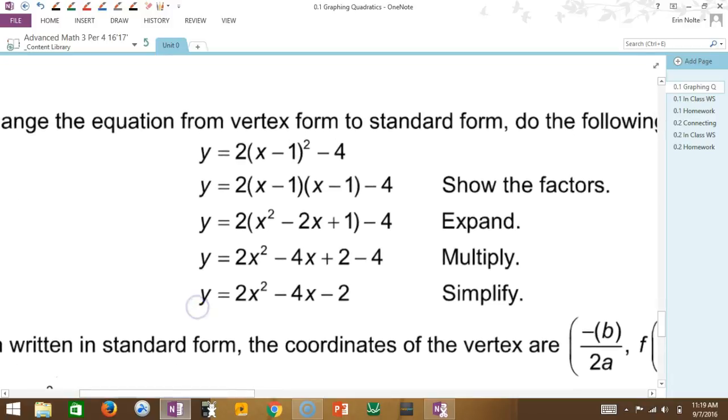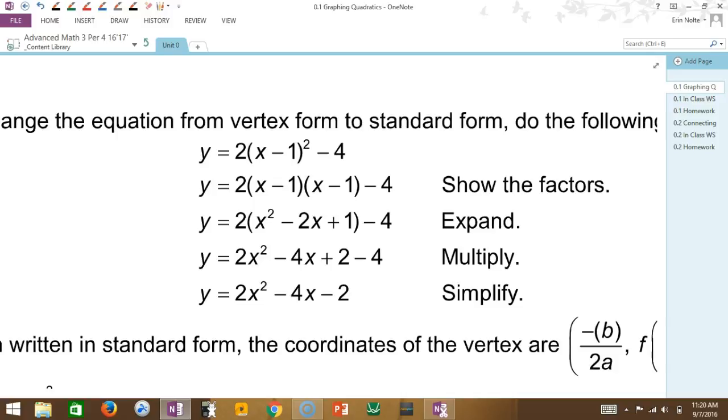Okay. So I'm going to just show this to you and then we will do an example. If I look at this, the vertex would be what? If you're looking at the top. 1, negative 4. Okay, with the slope of 2. Yeah. Okay, so what did they do on the first step?